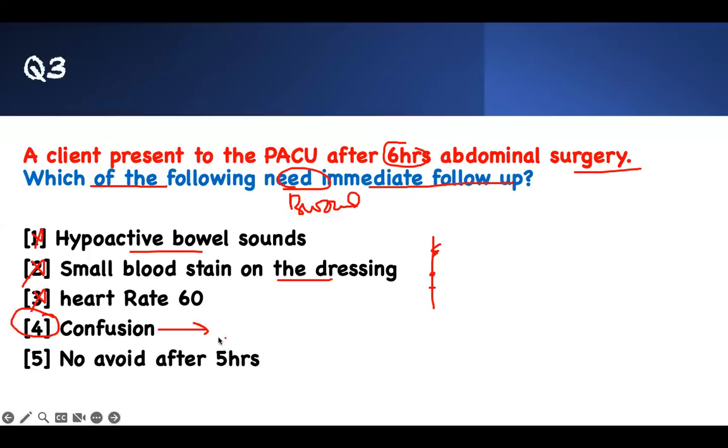No void for 6 hours. Usually we let somebody go 6 to 8 hours. After surgery, 6 hours is fine. If you put a Foley, you can go 6 to 8 hours. But in the PACU, 5 hours, they've had no pee. Don't worry about it. It should be fine. I'm worried more about this neurological problem than this.